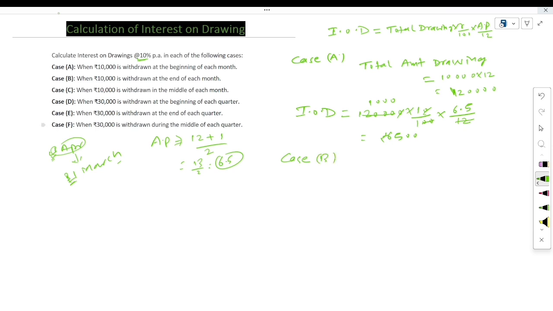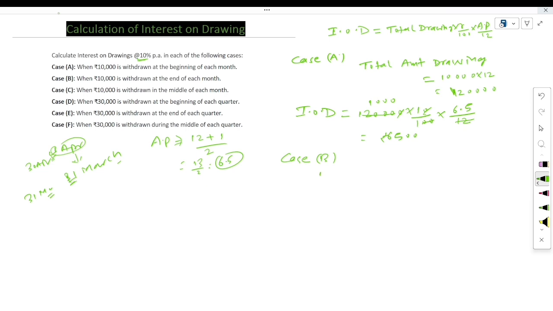In case B, when 10,000 is withdrawn at the end of each month, it is the same thing. The total amount of drawing will be the same, but the concept is the end of each month. End of each month in the sense that the first drawing would be on 30th April, then 31st May, then 30th June, and the last drawing will be on 31st March. This is the end of the month.